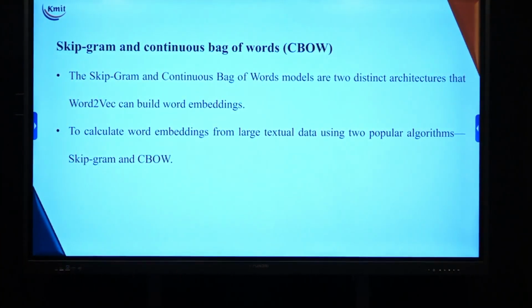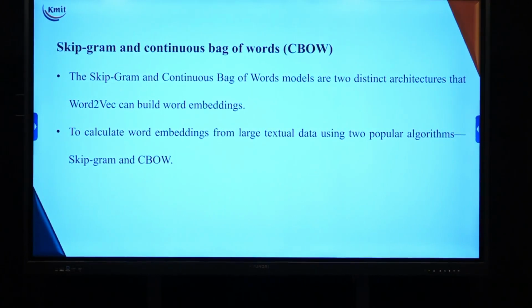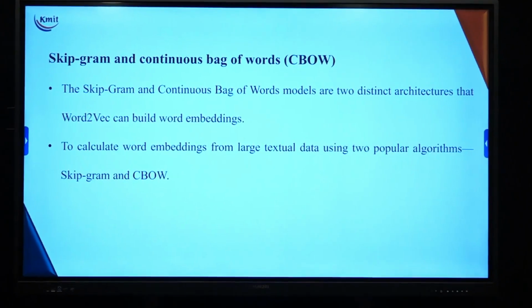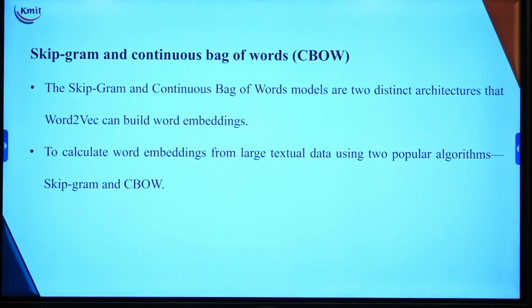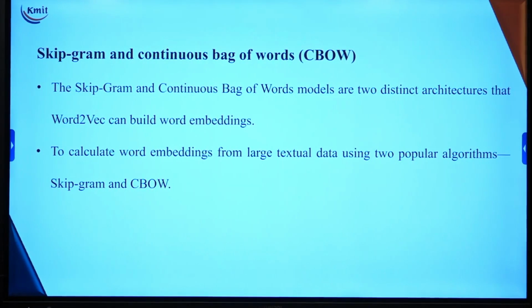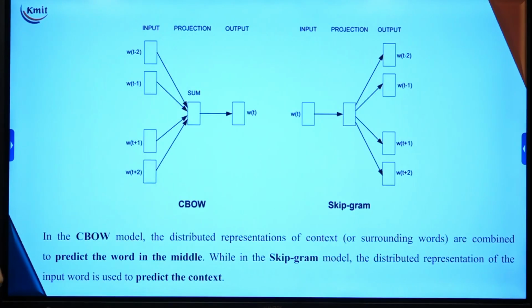Basically these are used for calculating word embeddings when you get large textual data. So we initially call them NLP algorithms, skipgram and CBOW. Now let's look into each one of them in detail. As you can see in the diagram, this is the overview of both the word2vec algorithms. First is CBOW and the second is skipgram.